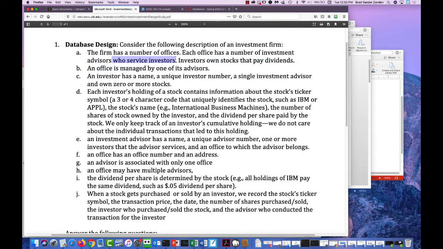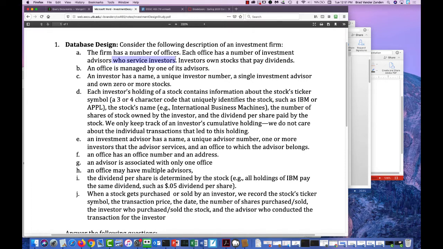Service customers. Service is a verb. Looks like investors are going to be another entity. I probably should have said who advised. That would have been much better. Probably would have made it even clearer that there is a relationship. But there certainly appears to be an advising relationship between advisors and investors.